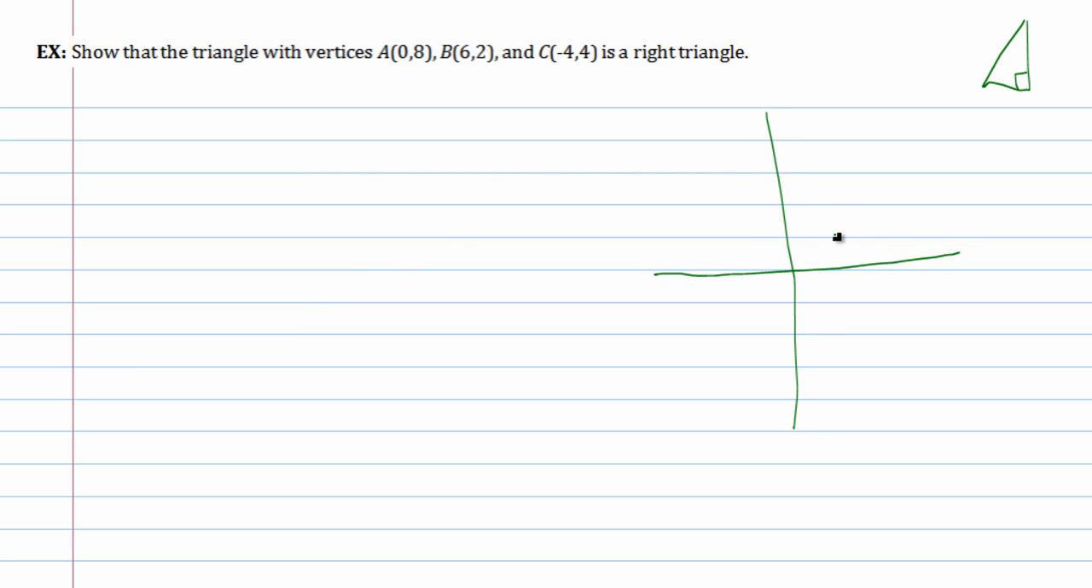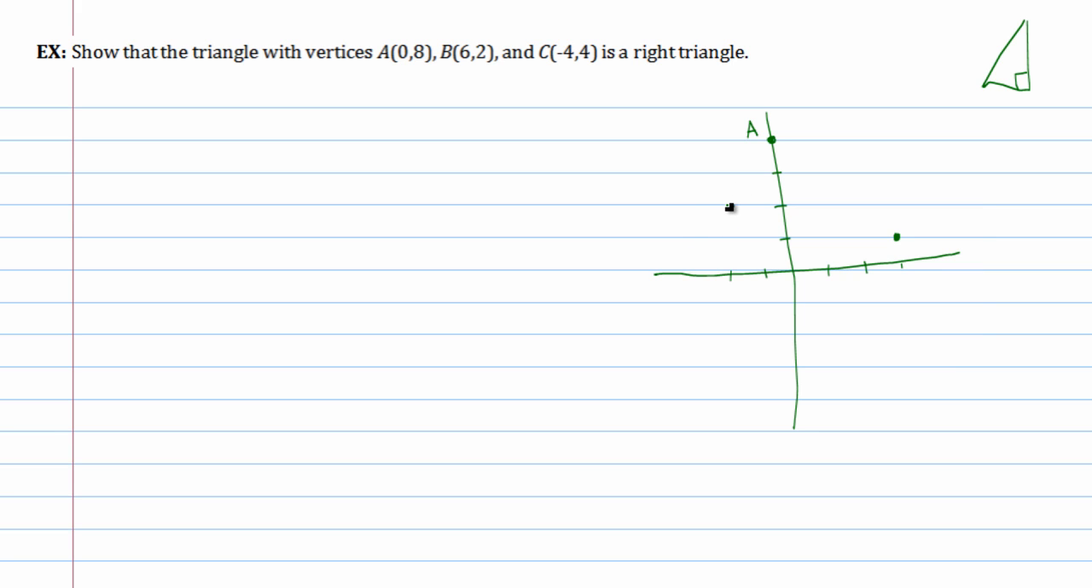Because I'm graphing by hand, it's not going to be the best. I'll plot (0, 8). So that's 2, 4, 6, 8. I'll pretend that that's point A. I'll plot (6, 2). So 2, 4, 6, and up 2. And I'll plot (-4, 4). So negative 2, negative 4, and up 4.